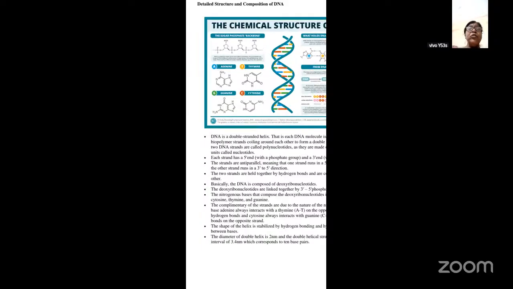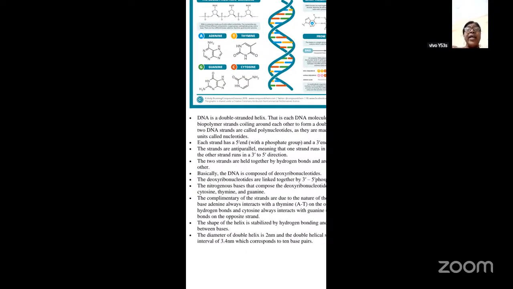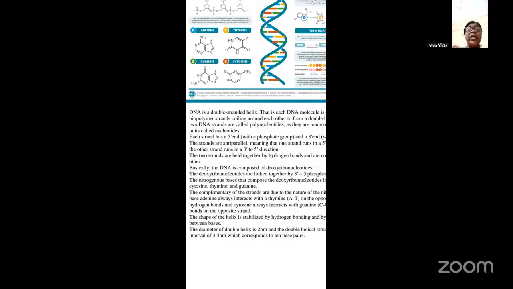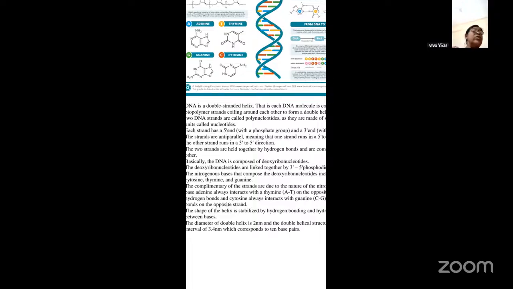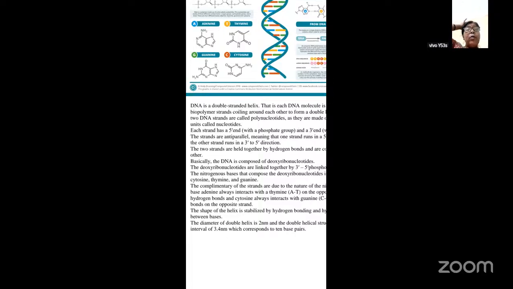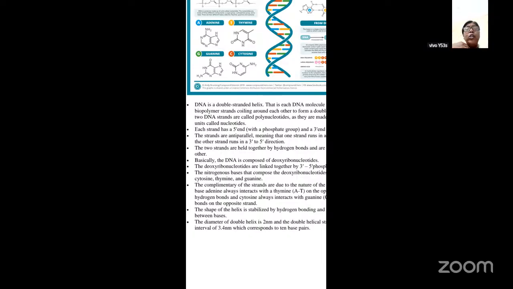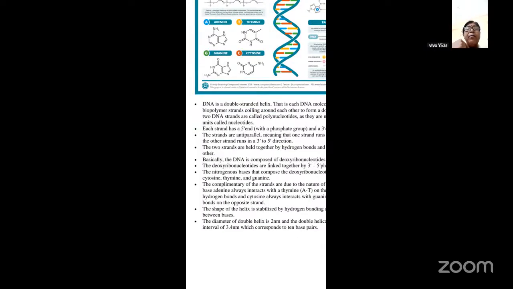Okay. Now coming to the chemical structure of the DNA. It is a double stranded helix, or a double helical structure. That is, each DNA molecule is comprised of 2 biopolymer strands coiling around each other to form a double helical structure. So each DNA molecule consists of 2 polymer strands which coil around each other, forming a double helix. These 2 strands are called polynucleotides, as they are made up of simple monomeric units called nucleotides. So each DNA molecule consists of a number of polynucleotides.